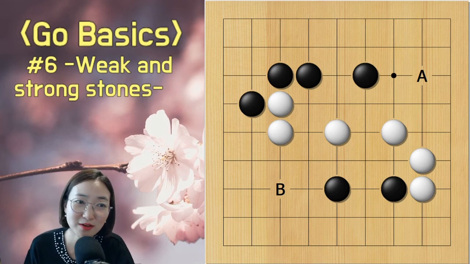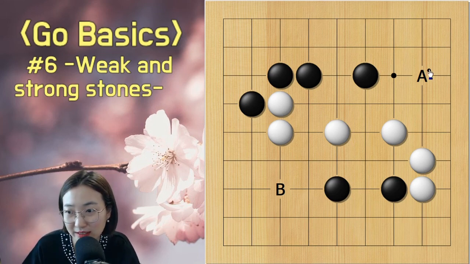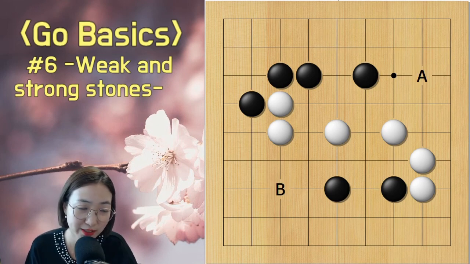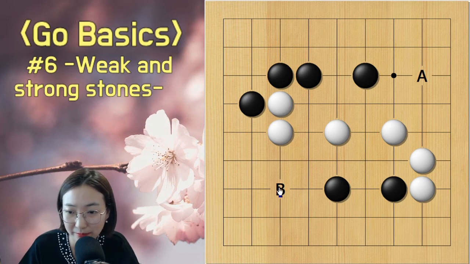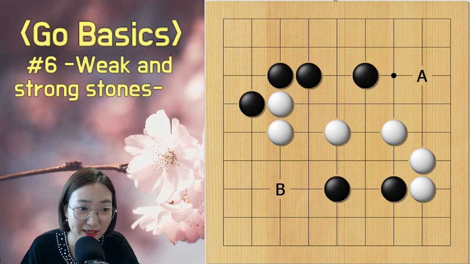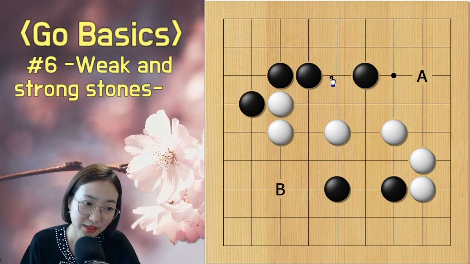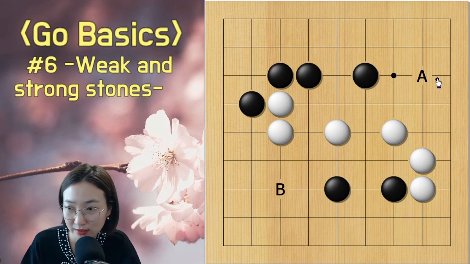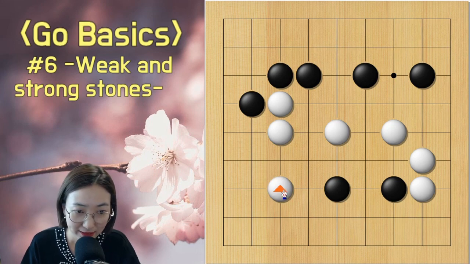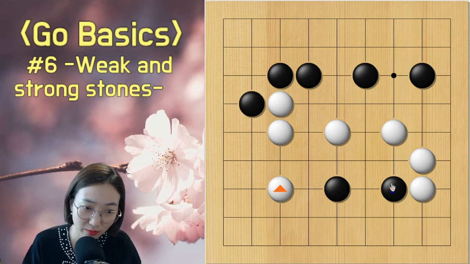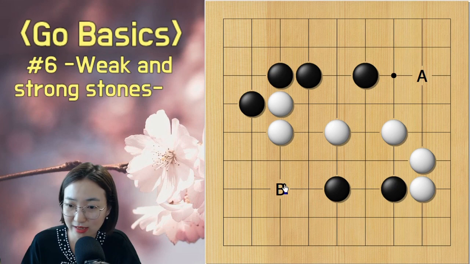This is the last problem for today. There is point A and B. It's black's turn, and where should he play? The answer is B. So black has to defend these 2 stones. The 4 stones on top already established a stable position, so there's no need for an additional stone. And if white were to play point B, it would be very harmful to black. Because these 2 stones are in danger, black has to defend them by playing B.